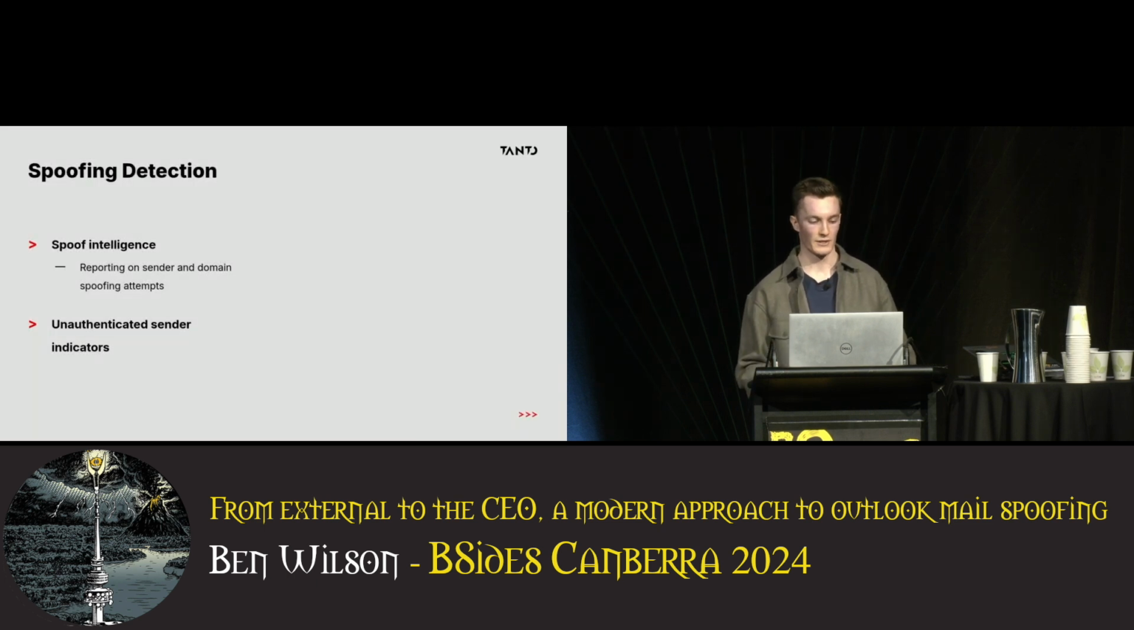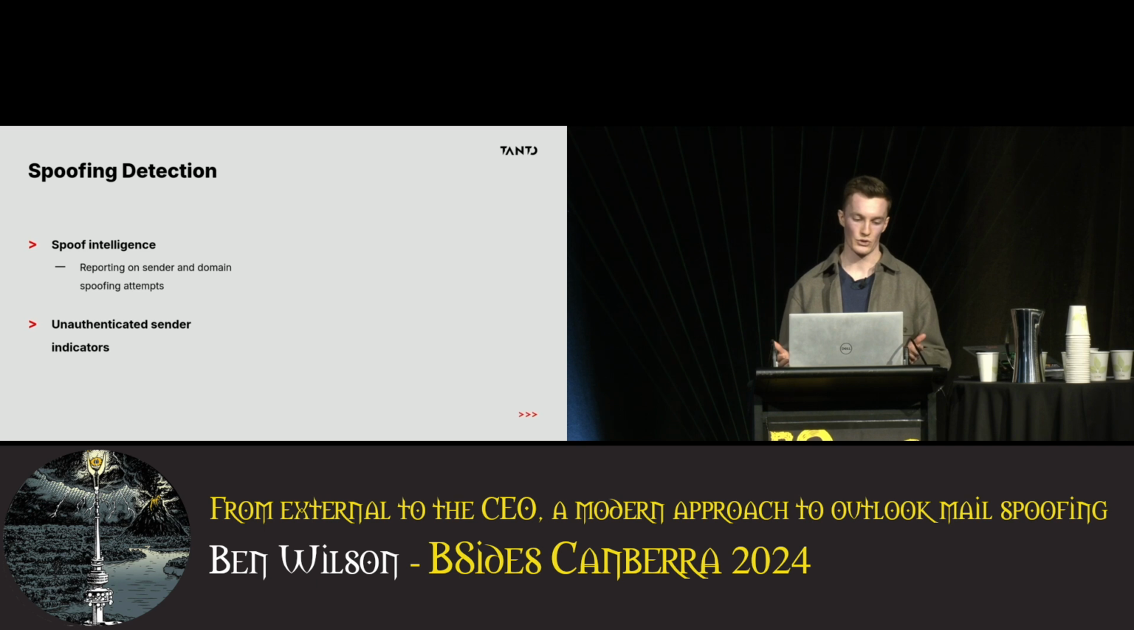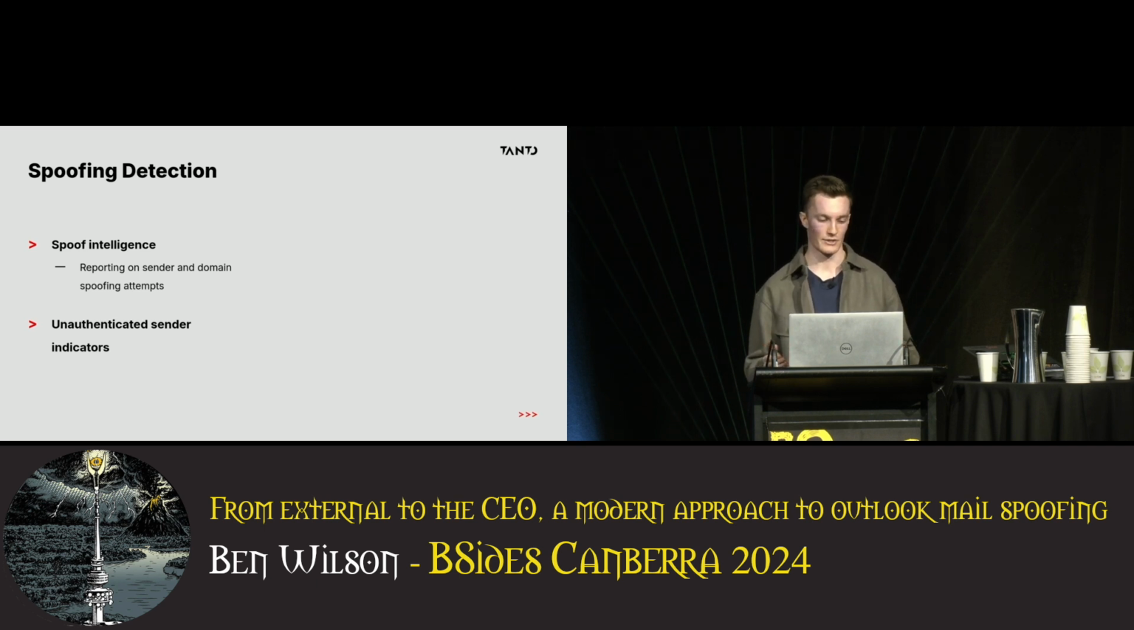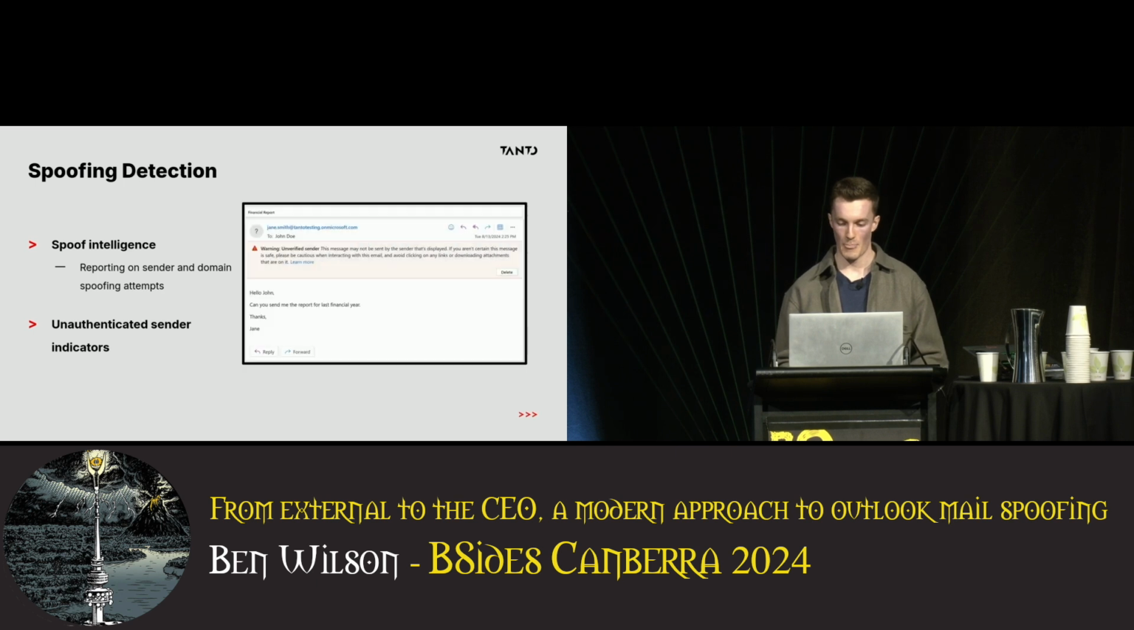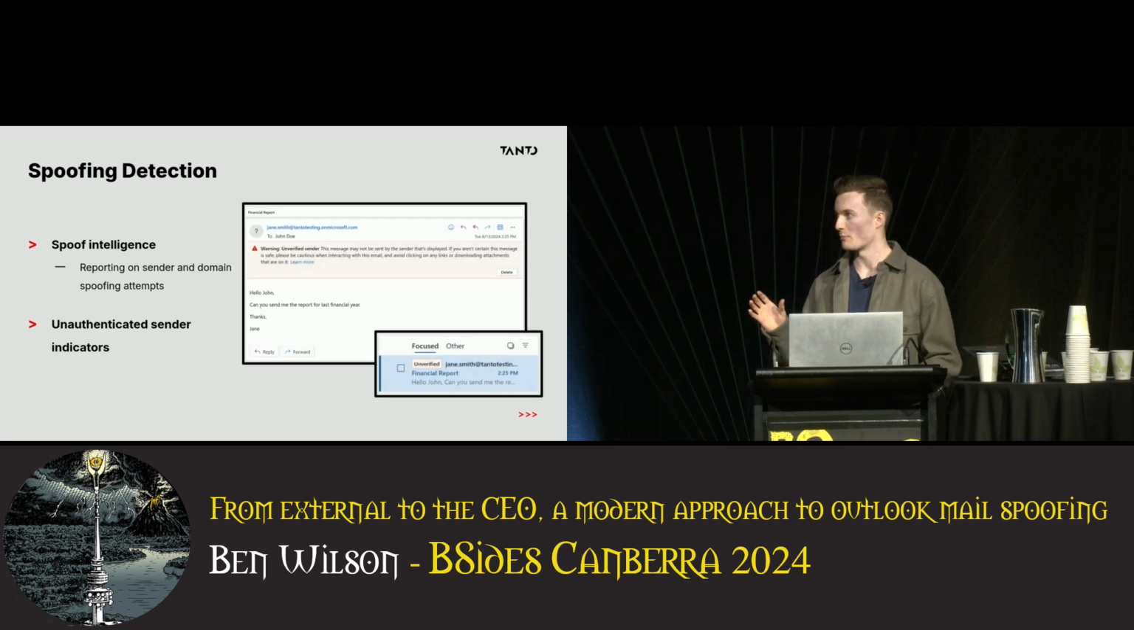So spoofing detection, that's also known as spoof intelligence. It's basically reporting on sender and domain spoofing attempts. So if you're trying to spoof a specific sender or a specific domain, it will report whether or not it has detected that. And it also provides unauthenticated sender indicators, which I've got a little picture of here.